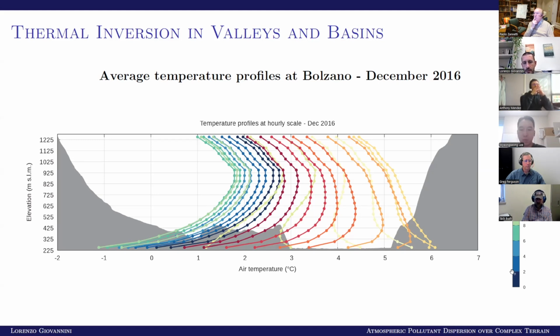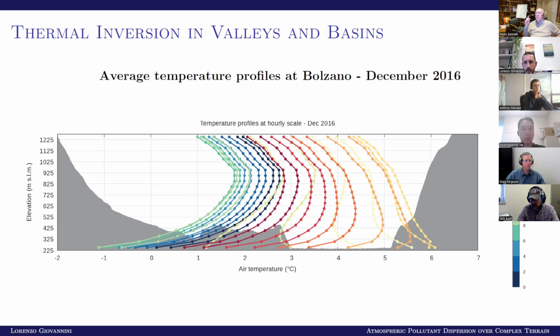So in particular, if we look at the nighttime hours or the morning, these blue and green colors, you can see the strong increase of temperature from the surface, here at more or less 200 meters above sea level, up to more or less 900 meters above sea level. So we have a deep layer characterized by the presence of a ground-based thermal inversion.